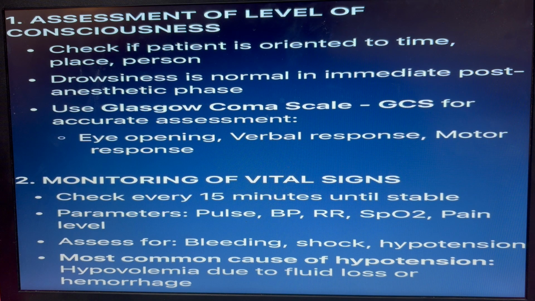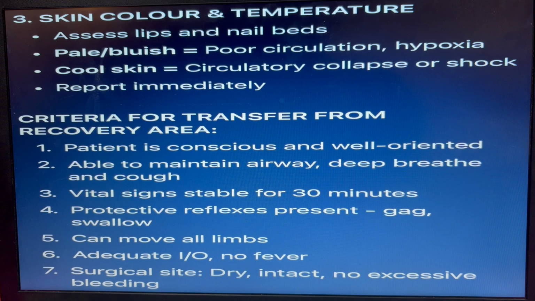Okay, when the patient comes to recovery, our first job is assessment. We check consciousness to ensure brain function is returning, and the Glasgow Coma Scale helps us document it objectively. Vitals are monitored very closely because this is the time when complications like bleeding and shock can occur. Hypovolemia is the most common reason for low BP after surgery, due to blood loss or fluid shift. Early detection is key.